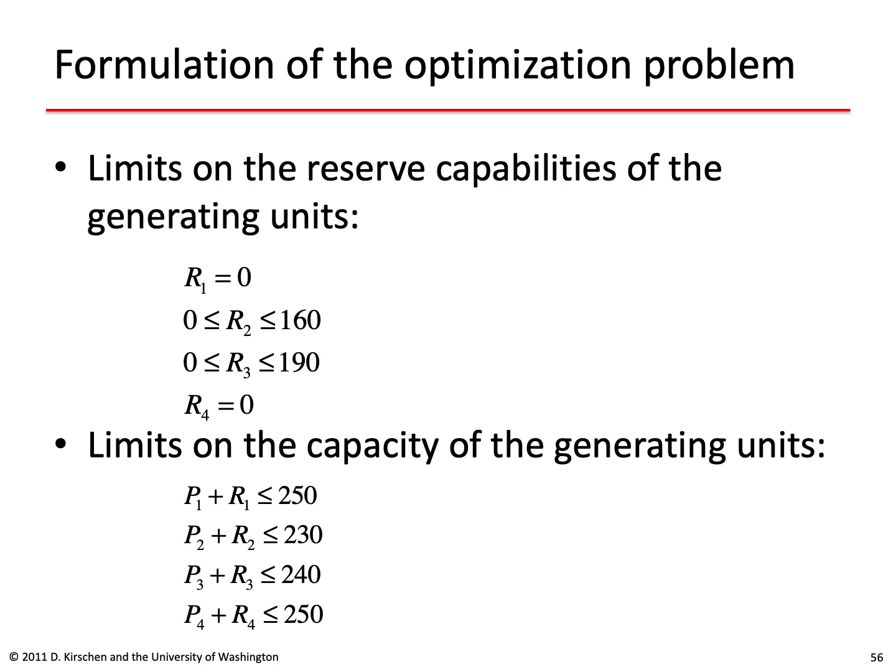And then we have to consider that a generator produces either energy or reserve, but that the total cannot exceed its maximum output. So P1 plus R1 must be less than 250 megawatts, which is Pmax for generator 1. P2 plus R2 is less than 230 megawatts, which is the maximum output of generator 2, and so on.